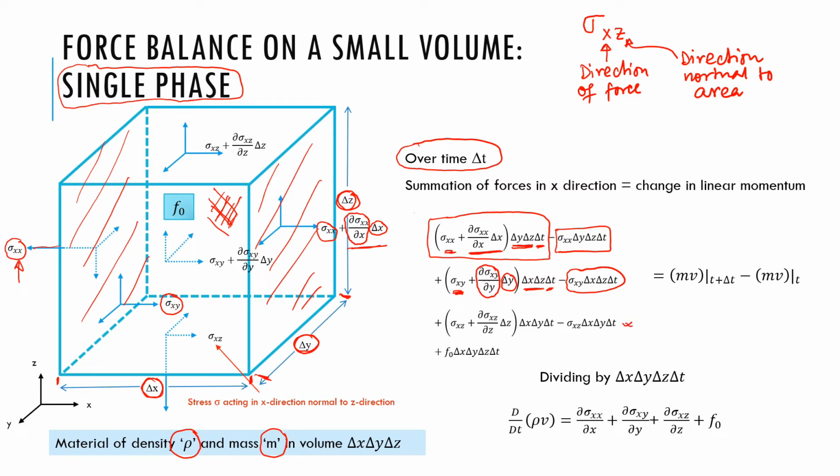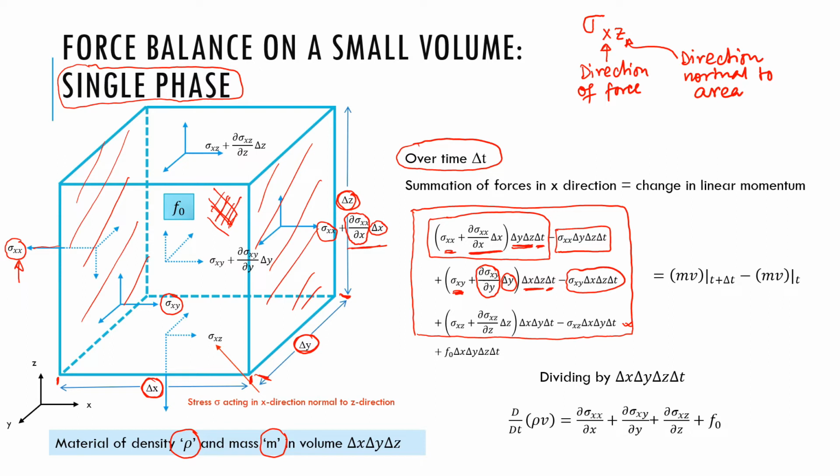All of these terms together is what's called the surface forces. They're all acting on the surface of those cubes. So we need to do a summation of forces, and the summation of forces would be surface force plus body force.